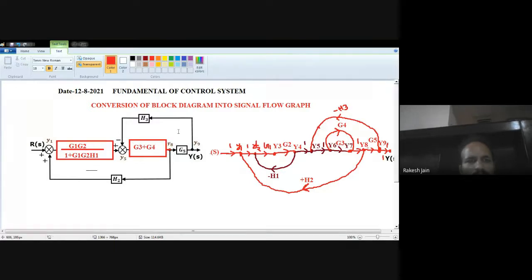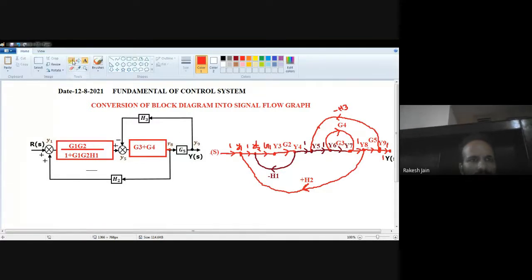Okay. Now see, there is a pick-off point, also known as a take-off point. There is a pick-off point before the block G5. So we can move this pick-off point after the block. What is the rule for that? When we move a pick-off point after a block, the gain of that block comes in the reciprocal manner.